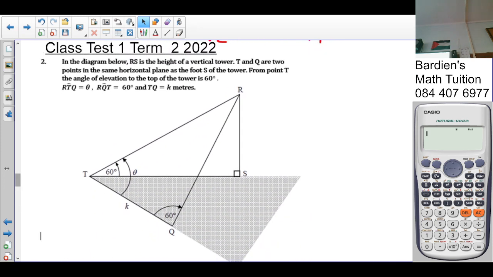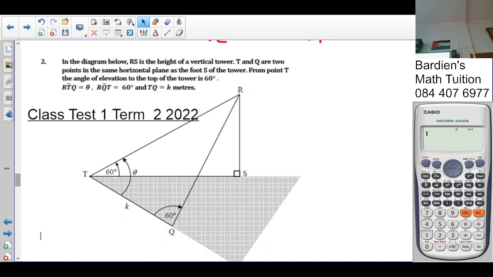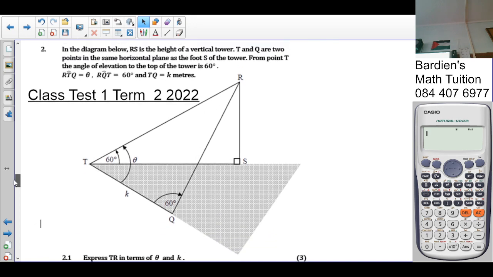In number 2, the diagram below shows that RS is the height of the vertical tower. T and Q are 2 points in the same horizontal plane as the foot S of the tower. From point T, the angle of elevation to the top of the tower is 60 degrees.